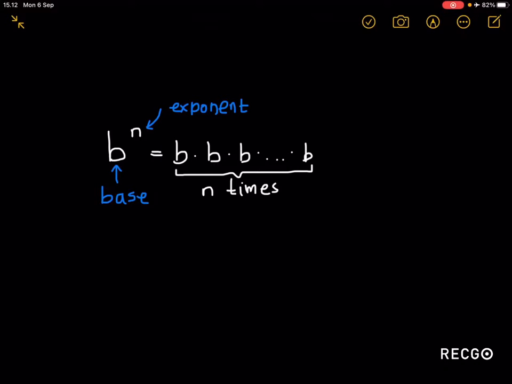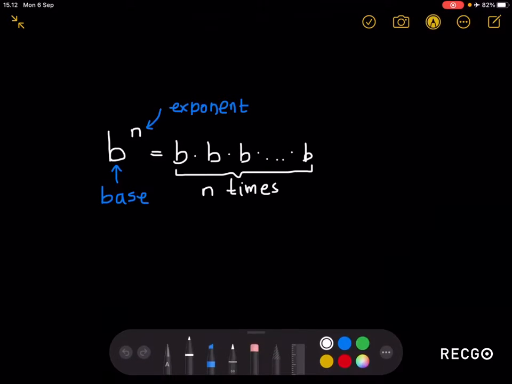Today I'm going to show you some exponent rules. This might be helpful when you're dealing with expansion questions with large exponents. So let's just recall what exponents really mean. If we have an expression in the form b to the n, we say that b is the base and n is the exponent, and this essentially means b multiplied by itself n times.